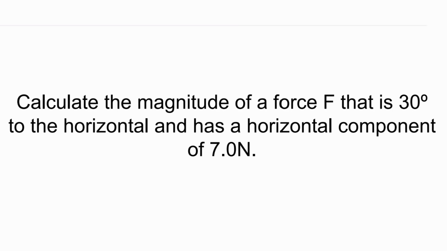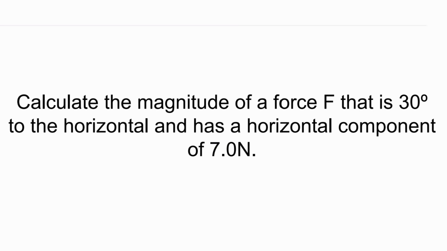Calculate the magnitude of a force F that is 30 degree to the horizontal and has a horizontal component of 7.0 Newton. It's talking about the force. What does it mean by the horizontal component? A force has two components, vertical and horizontal. They have given you the force maybe in a northeast or northwest direction, with a horizontal component of 7.0 Newton and a theta of 30 degree. This is the angle which is given to you, and you need to apply the trigonometric ratios or Pythagoras theorem to answer these types of questions.